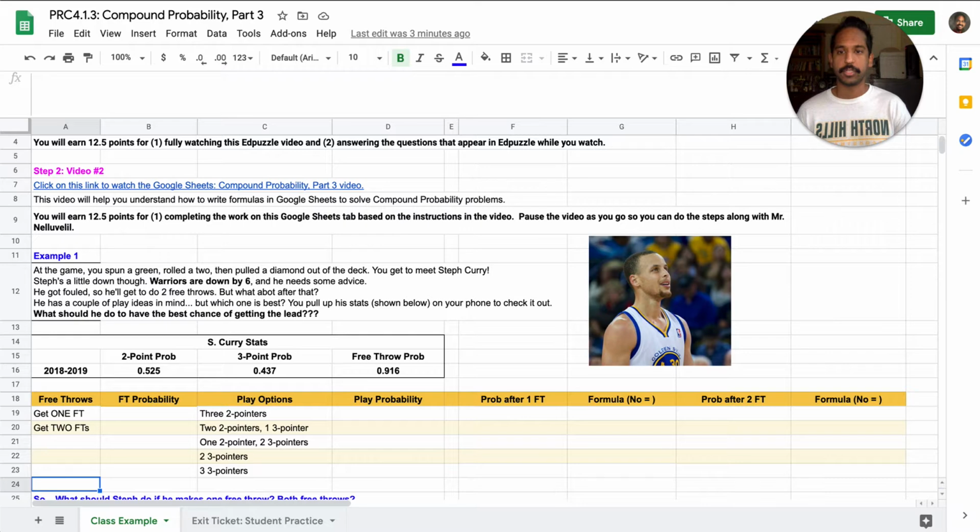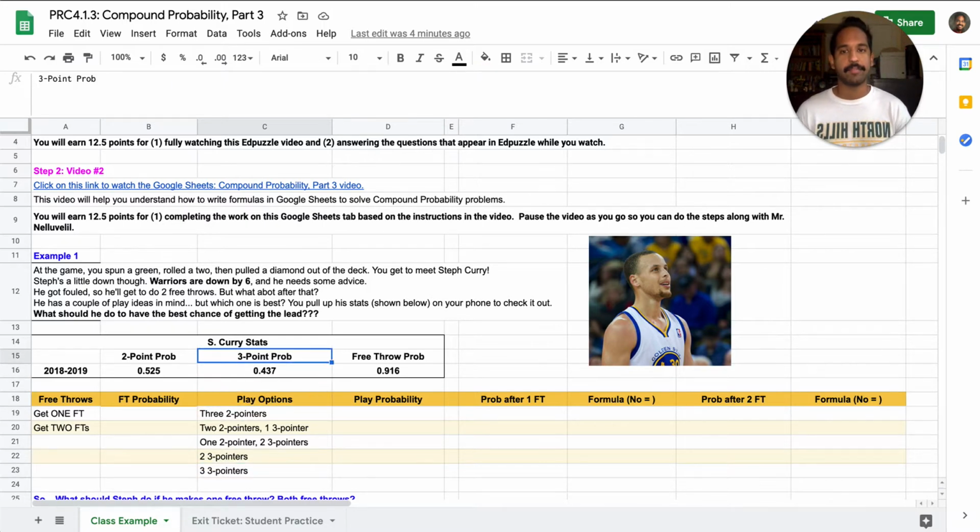Here are the situations. The first one is we want to get one free throw or two free throws, and we need to calculate those probabilities. And then we also need to find the probabilities of these different plays: three two-pointers to get 6 points, two two-pointers and one three-pointer, one two-pointer and two three-pointers, two three-pointers, or three three-pointers.